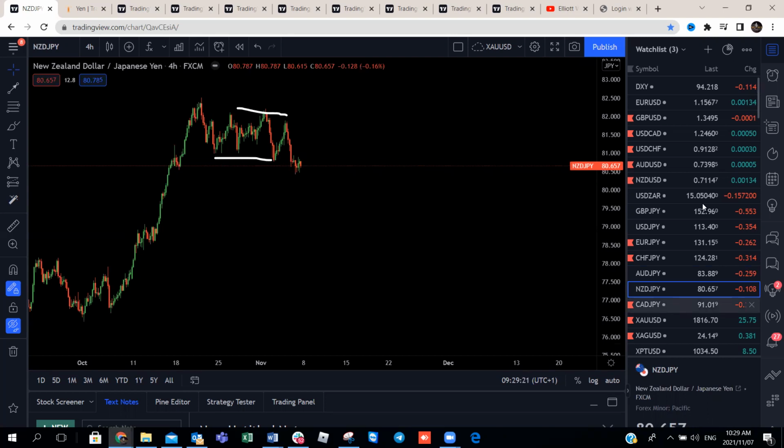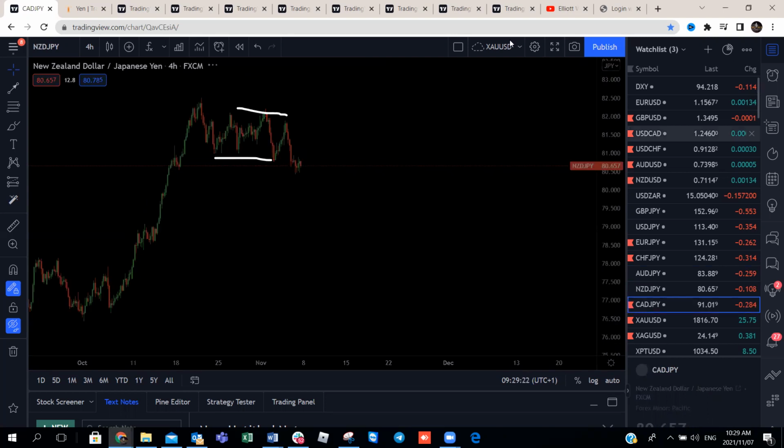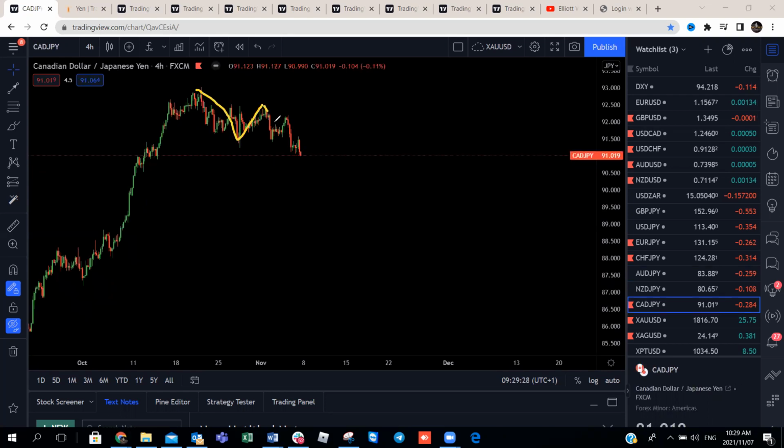Okay, CAD yen has also made the three-wave pullback. We've been talking about the pullbacks over the last couple of days. We are now here. Are we going to get a reaction here to the upside? So that's what we're going to be looking for as far as CAD yen is concerned.